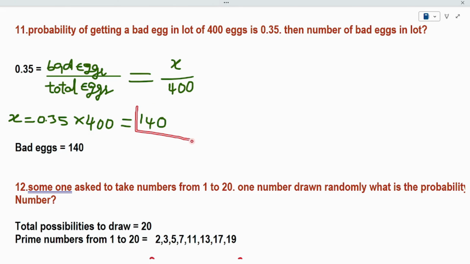So if among 400 eggs I have 0.35 probability to get a bad egg, then I have 140 bad eggs. In this way, we have to find it. Simply, what we are doing here is substituting all the values given in the question into the probability formula. By solving, we get the answer.